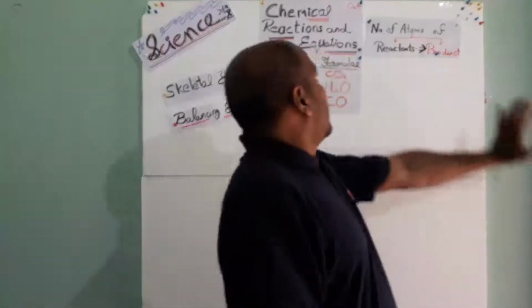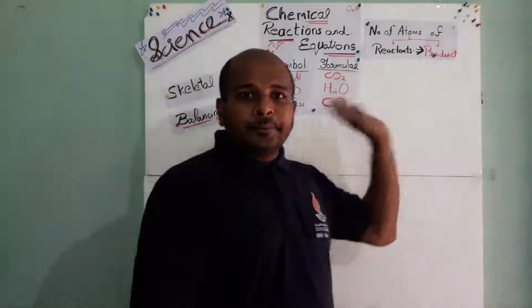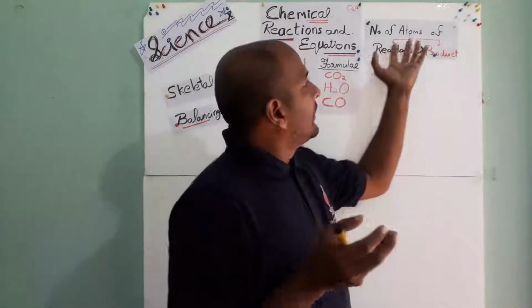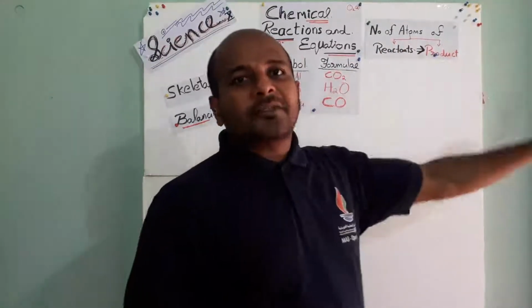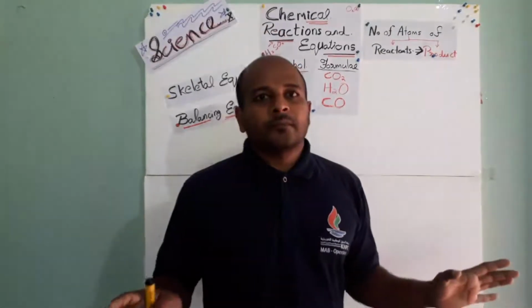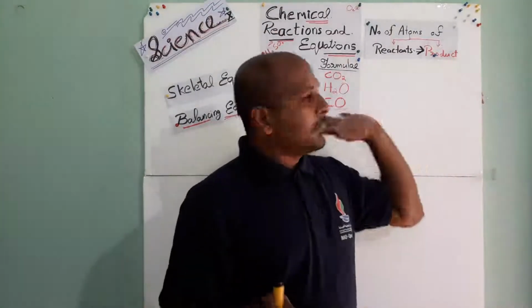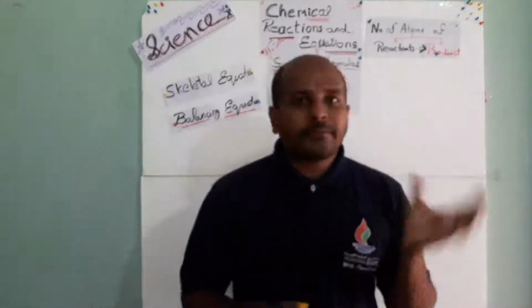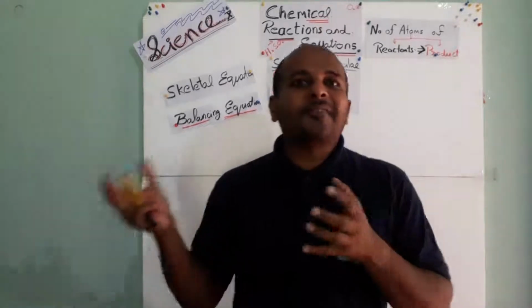So the number of atoms means nothing but the mass of that particular thing. So the mass of the reactants and the mass of the products is a constant, isn't it? For example, just imagine that you have 1 kg of tomatoes and half kg of potatoes.